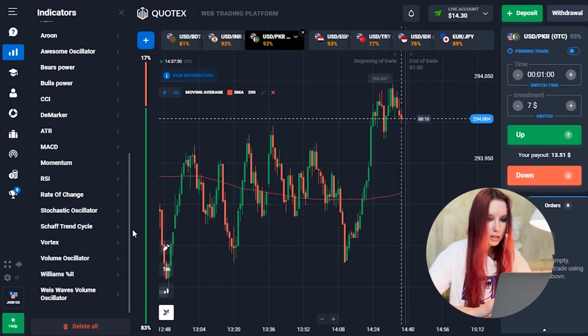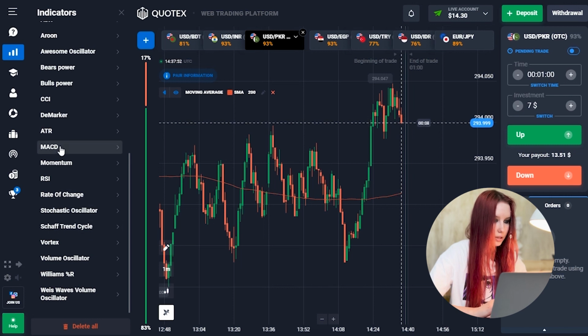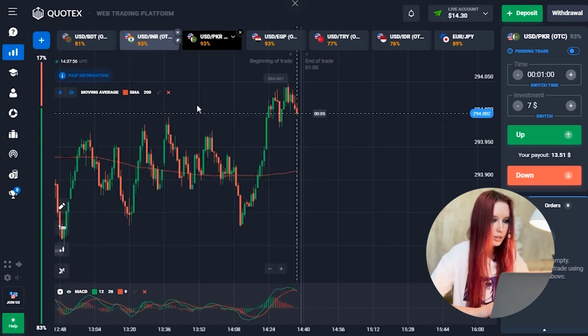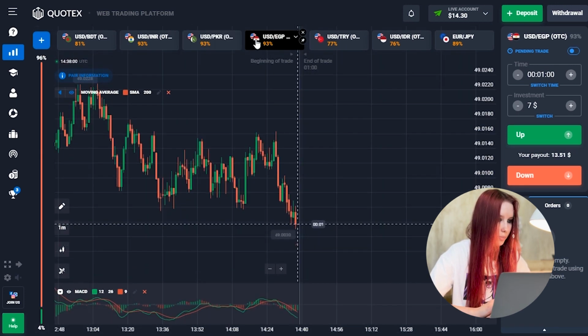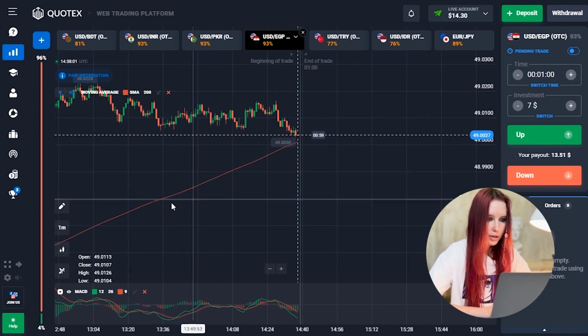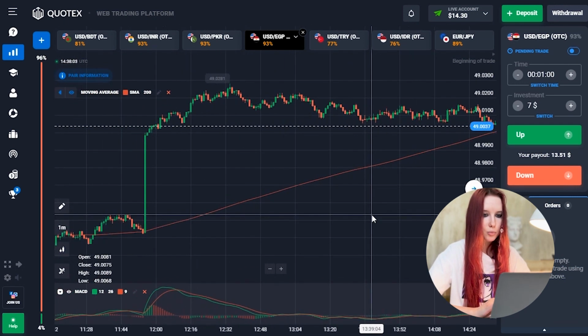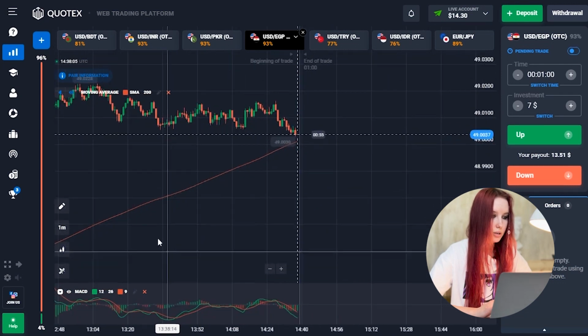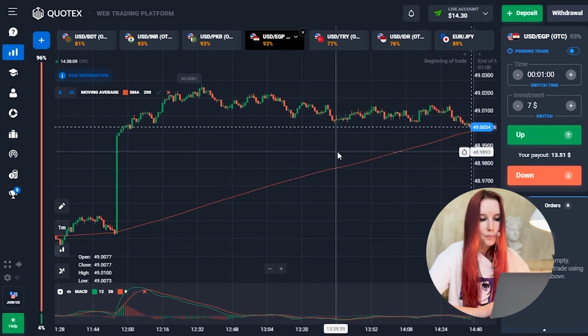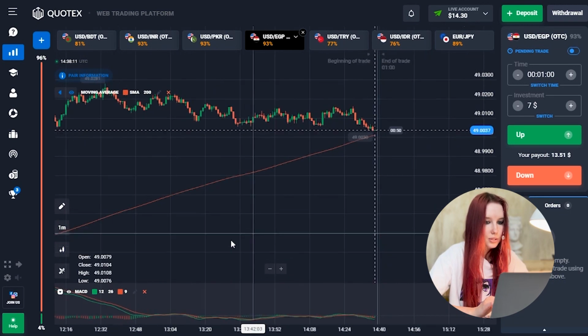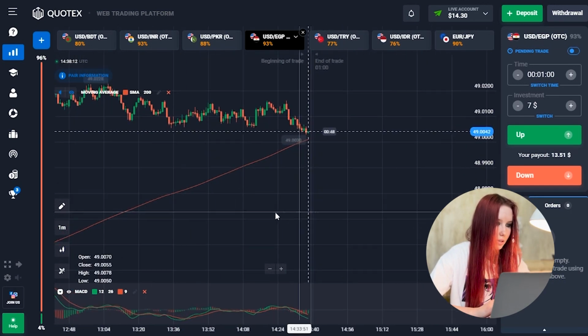And I want to add the MACD indicator here with the default settings. Okay, let's move on to the next currency pair. Let it be United States dollar and Egypt pound. Okay, on this currency pair we see that the candles are above the moving average. This shows us that the trend on the currency pair is upward and there's less volatile market here than in the previous currency pair. So let's move on to the next currency pair.